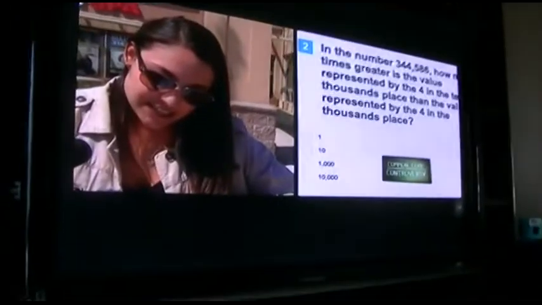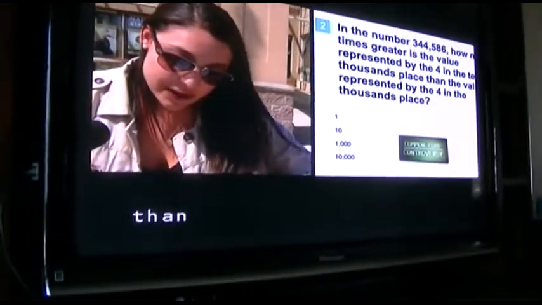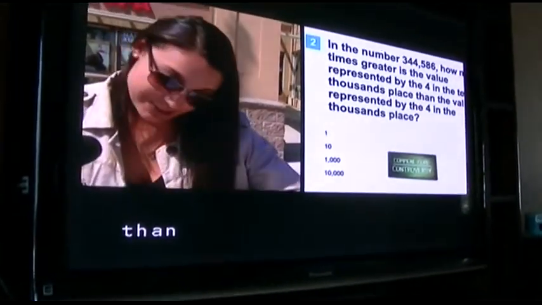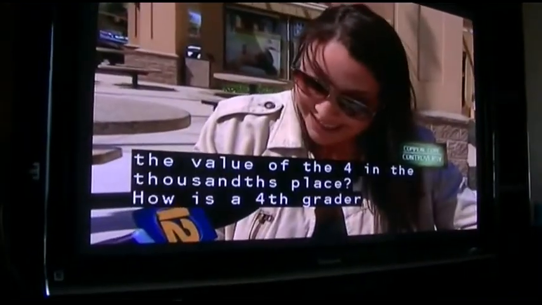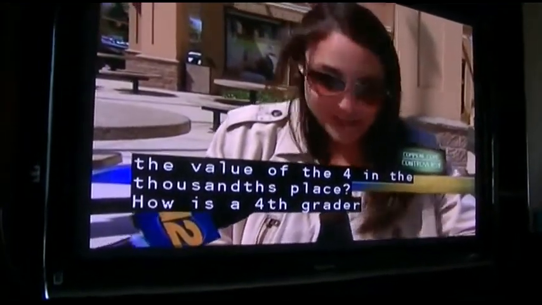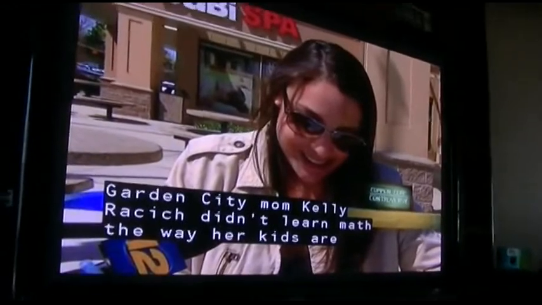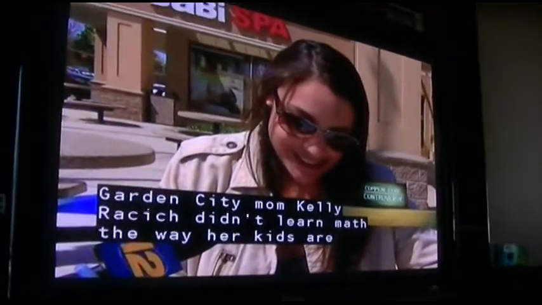See how she does. 10,000ths place than the value represented by the 4 in the thousandths place. How is a 4th grader supposed to understand this? I'm 22 and I don't.